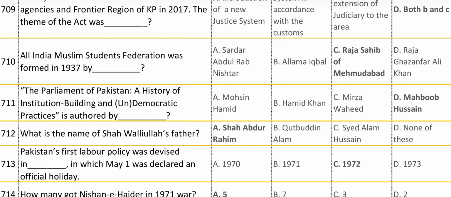What is the name of Shah Waliullah's father? Answer is Shah Abdur Rahim.